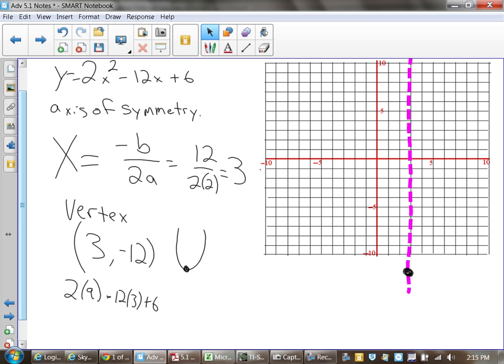If A is 0, then you won't have a quadratic, because then you'll have a linear function, because it won't be x squared. If A is negative, it opens down. Down, okay.